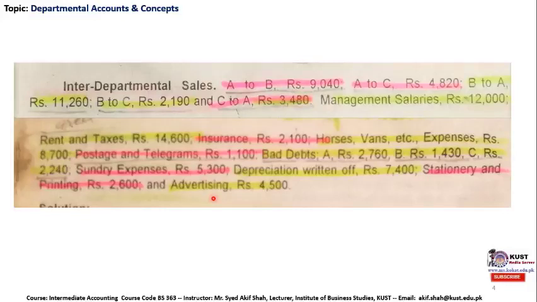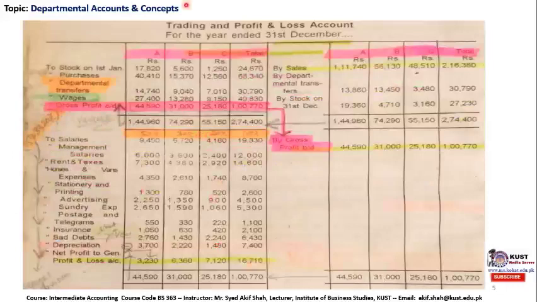Let's make the trading account first, and then let's make the profit and loss statement. So this is basically a trading and profit and loss account for the year ended December 31st. As the year was not mentioned, we have omitted to mention the year. The left hand side tells you about the purchases and interdepartmental transfers, whereas the right hand side, with the same number of columns, shows you the revenue, sales and interdepartmental sales as well.